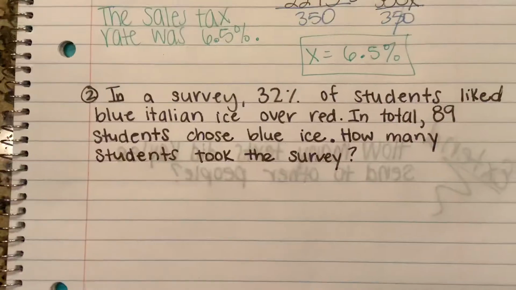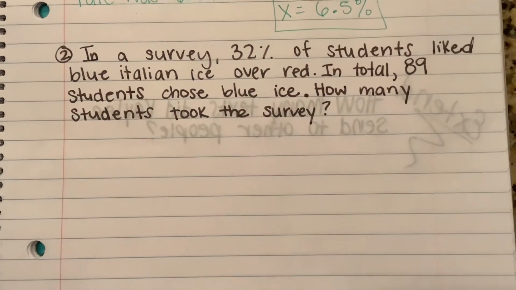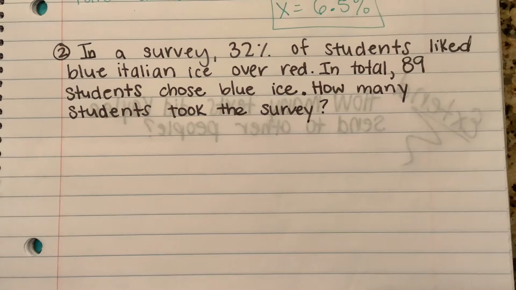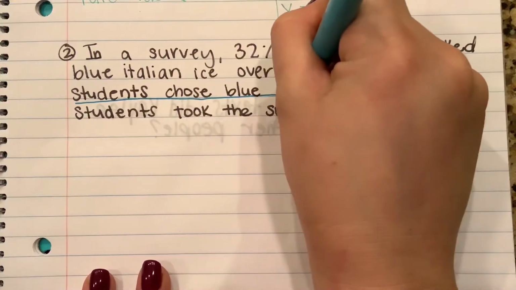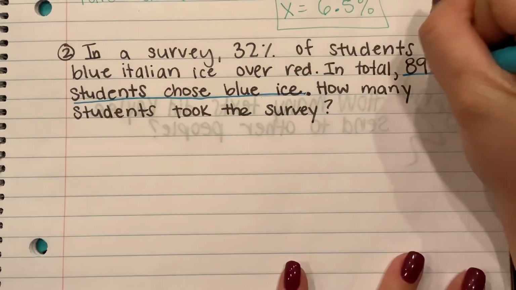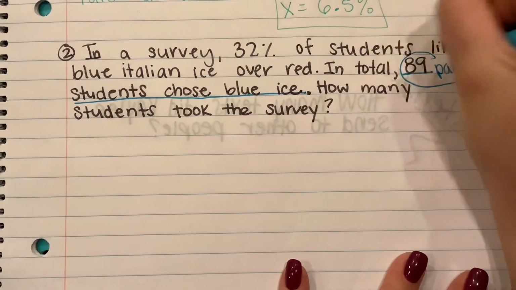Another real life problem going on here. In a survey, 32% of students liked blue Italian ice over red. In total, 89 students chose blue ice. How many students took the survey? So in this problem, we're looking for how many students as a whole took the survey, and part of those students responded that they like blue ice better. Okay, so we have our part being the students who enjoy the blue ice more. That's our part. So go ahead and label that 89 as our part.